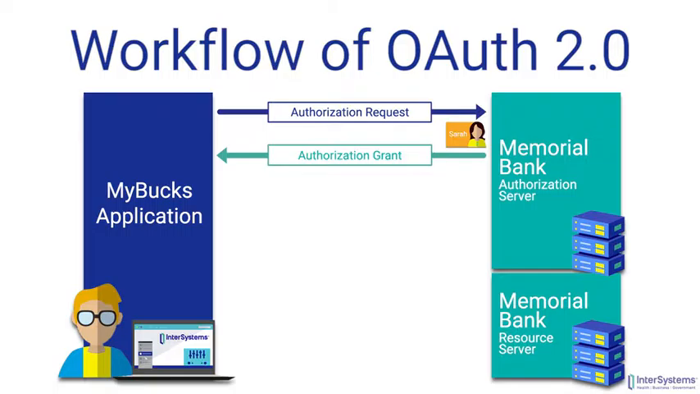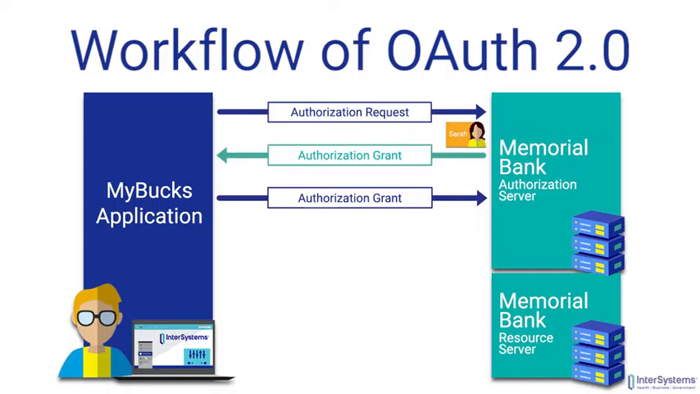Now is where, technically, we come to the distinction in the API, or Memorial Bank, between the authorization server and the resource server. MyBucks is going to take Sarah's authorization grant, including the authorization code that I mentioned, and use it to request an access token from the authorization server at Memorial Bank. Note that none of Sarah's protected resources, her account balances or information, are located on the authorization server. This server is only responsible for authorizing Sarah as a user and providing the proper access token that will eventually allow MyBucks to retrieve her protected info from the resource server.